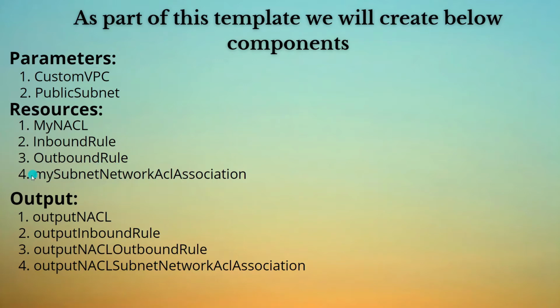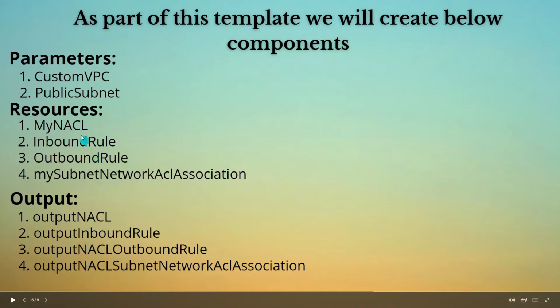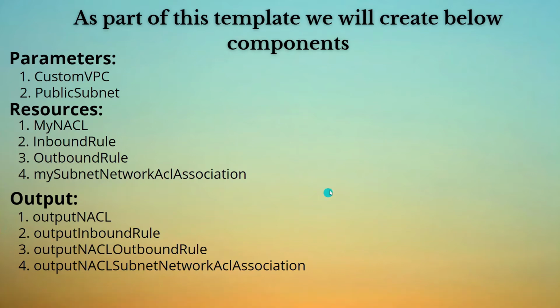Now moving towards the output part. In the output part, we are just going to provide the output of the resources that we have created. We have 4 resources and we have 4 outputs over here. Now that we know what components we are going to use as part of our template, let's jump to Visual Studio Code and start coding our template.